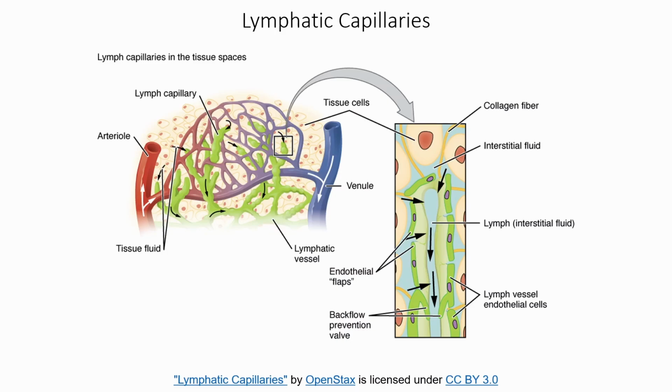If we look at how they're structured, right, we have this endothelium, very, very thin, very small, just like our capillaries in the blood vessels are. And we see what we call endothelial flaps, right? We can pull fluid in through them, and then we also have valves to prevent backflow. Some of their structure is very similar to the veins.